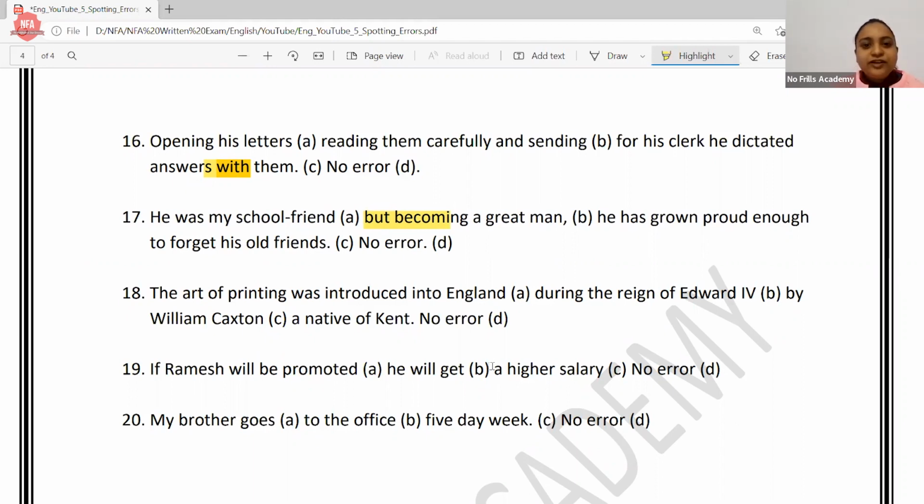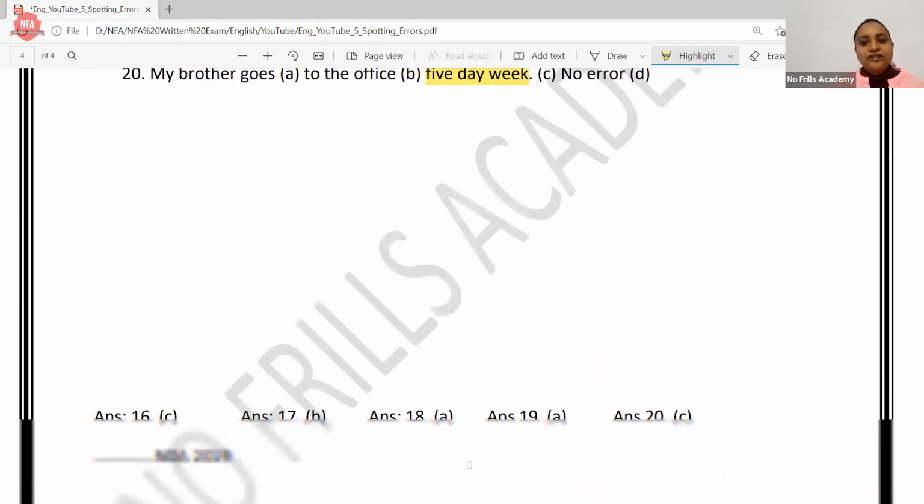The art of printing was introduced in England during the reign of Edward IV by William Caxton, a native of Kent. If Ramesh gets promoted, it's not Ramesh will be promoted. If Ramesh gets promoted, he will get higher salary. Next, my brother goes to the office 5 days a week. It is not 5-day week. It is 5 days a week. Okay, so the answer is C.